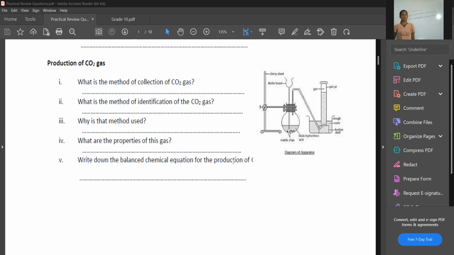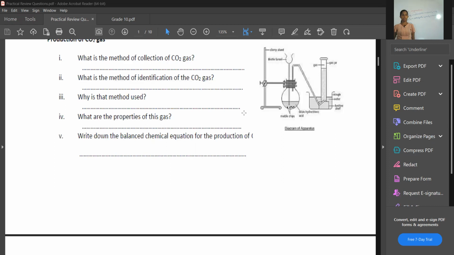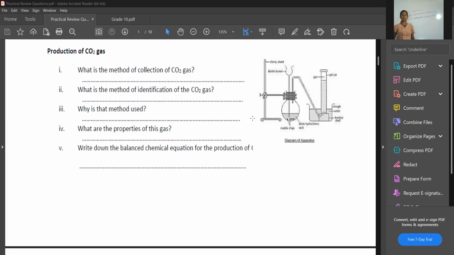Write down the balanced chemical equation for the production of carbon dioxide gas. What is the method we use here? The reaction between calcium carbonate and hydrochloric acid, Pute. So what are the products here? Calcium chloride, water, and carbon dioxide gas.